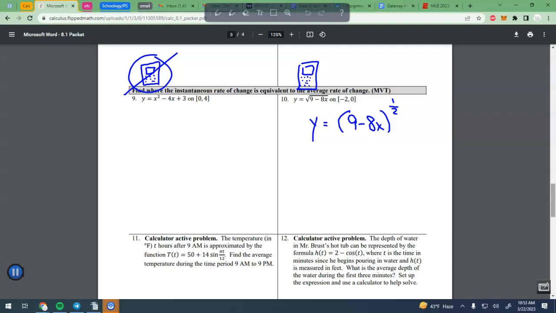Just rewrite it like I did up there. So now chain rule. So bring down the 1 half. Leave the little guy alone. Reduce the power by 1. And then multiply by the derivative of the little guy.